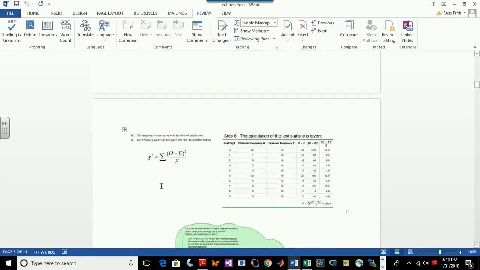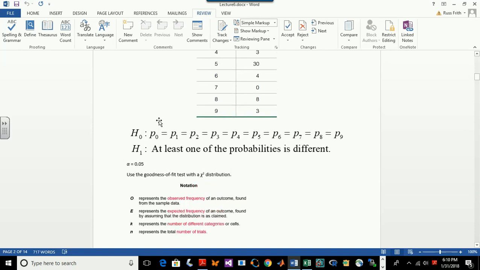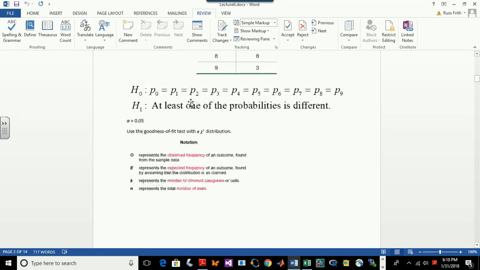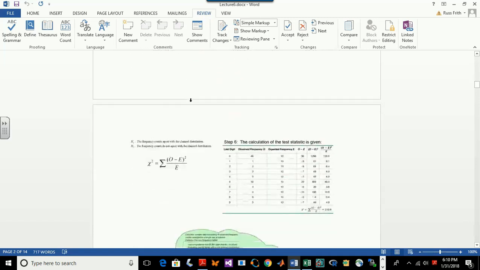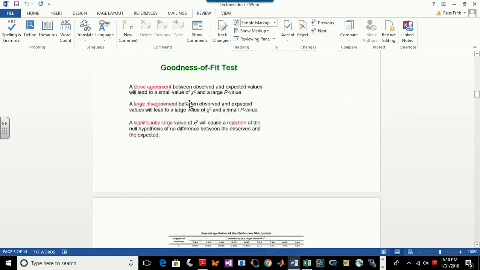Okay, so what that last statement means is that this statement right here that my cursor is hovering over will be rejected. So we're going to reject the null hypothesis that the proportions of each of the last digits are all the same. All right, and so now how do we reject that? Well, we need to find the critical value. At this point, we're using the critical value test.